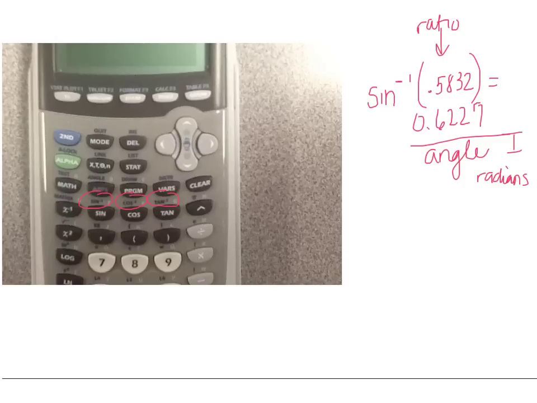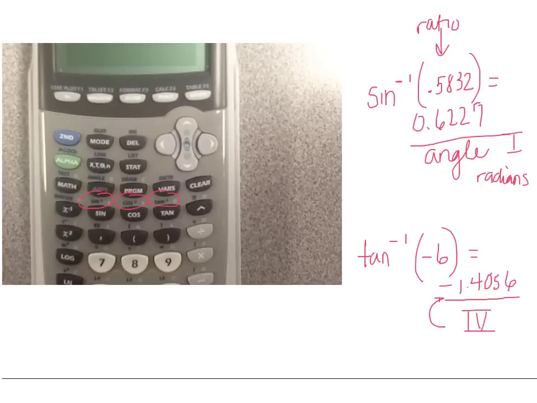Okay, let's do one more. Let's find the arc tangent of -6. When I find the arc tangent of -6, I hit the second tangent, -6, hit enter, and I get -1.4056, which is an angle in the fourth quadrant using the negative aspect of it.